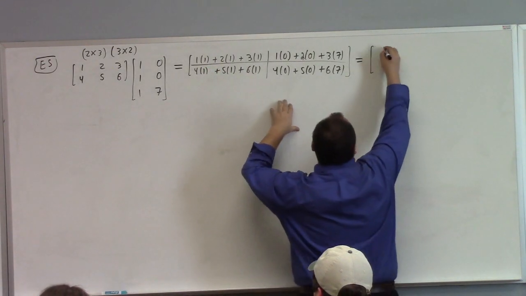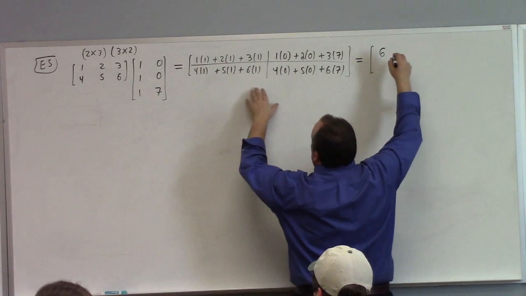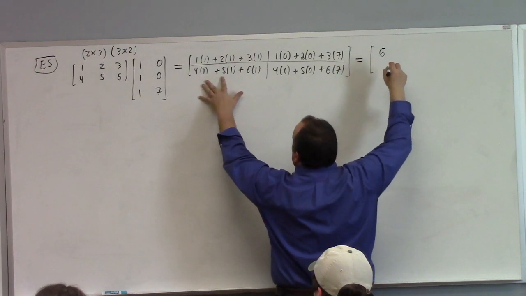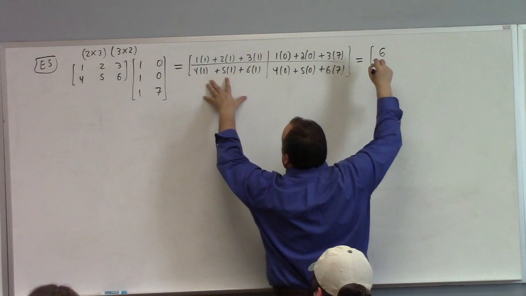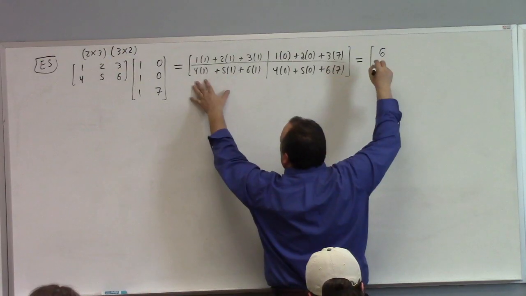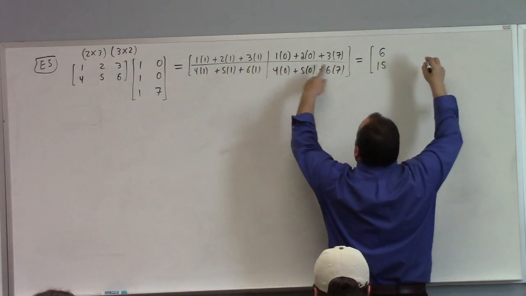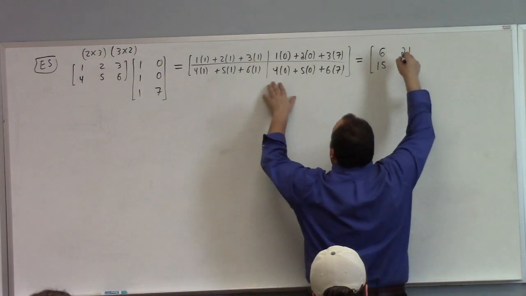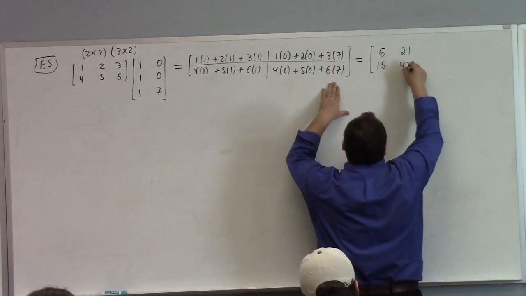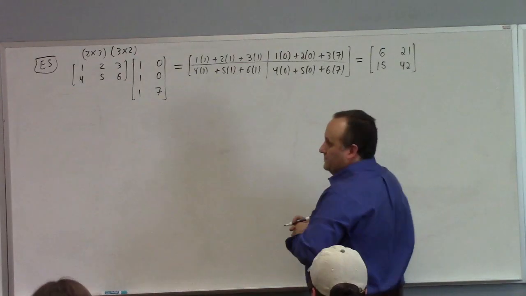Let's see here. 3, 6. 15, I think, is that 15? And what do we get here? 21 and 42. There you go.